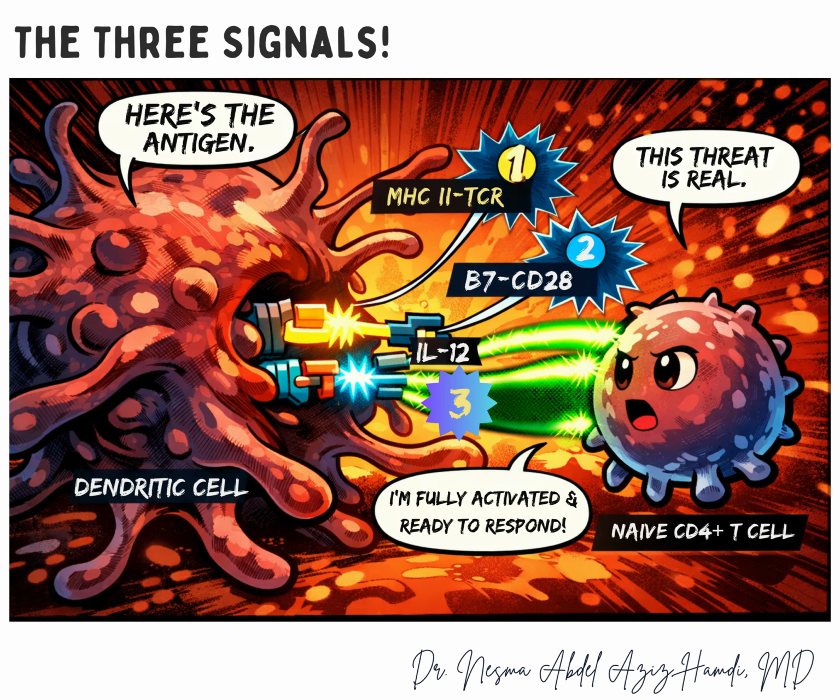Finally, signal 3 delivers direction. Cytokines released by the dendritic cell, most notably interleukin-12, shape the fate of the activated T cell, guiding it to differentiate into a T helper 1 effector cell. Through this final signal, the immune system determines not just whether to respond, but how to respond.